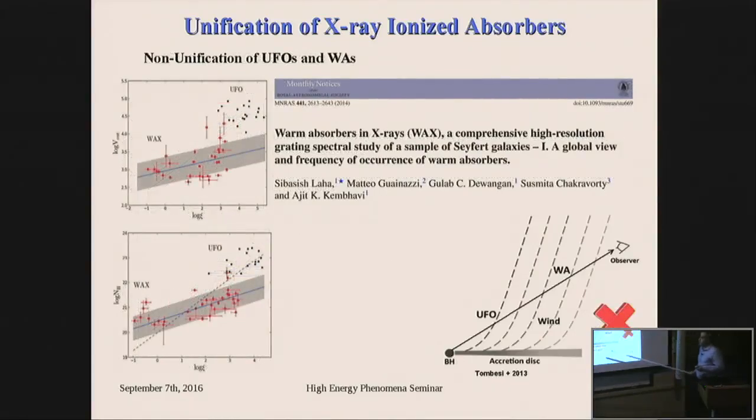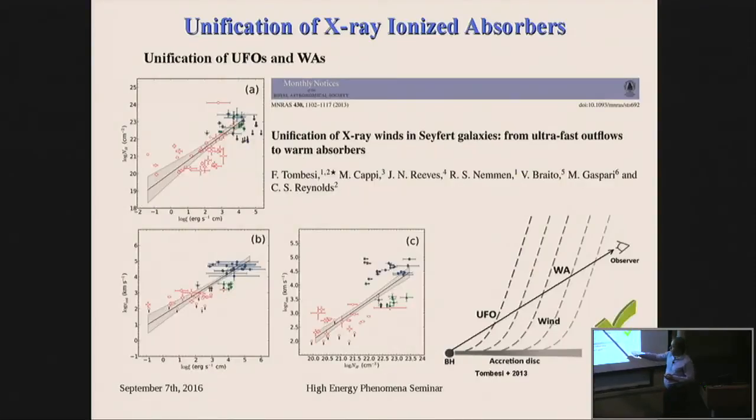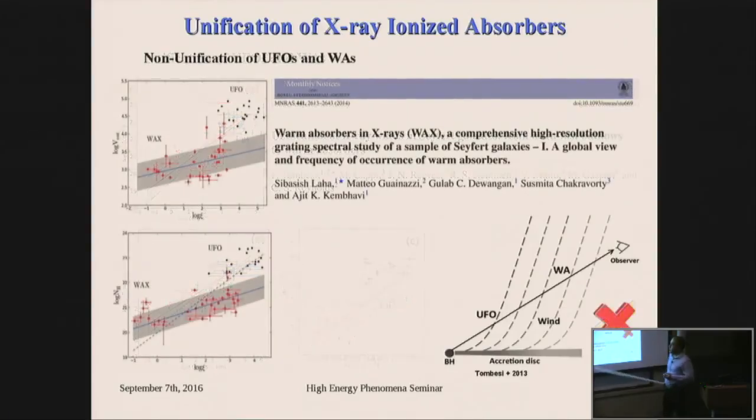However, there is another study. In Tumbasi, they studied around 35 Seyfert 1 galaxies. Here they study around 26 Seyfert 1 galaxies, and some of the sample is the same as the Tumbasi sample. But here they use a spectral energy distribution for photoionization modeling, and they found that the correlation between ionization parameter and column density for ultra-fast outflow and warm absorber are not consistent with each other.